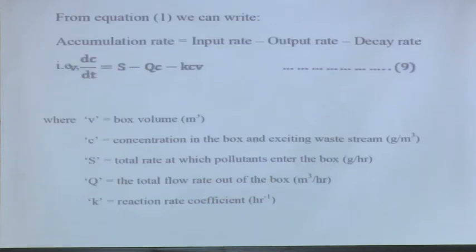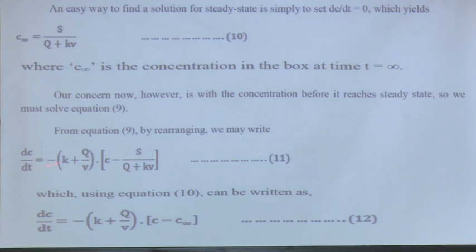What was equation 9? This was equation 9. Now, I can rearrange by putting this value into that, and we can get a form: dC/dt equals minus (k + Q/V) times C minus S/(Q + kV). Now, again, how do I solve it? That is the challenge. What we can do is note that S/(Q + kV) is nothing but C infinity. So, I can write dC/dt is equal to minus (k + Q/V) times (C minus C infinity). I have simplified it in this form.